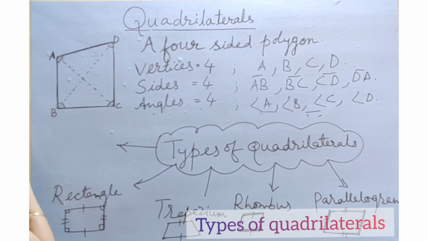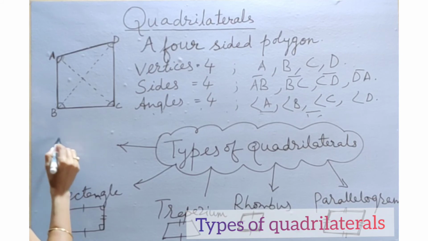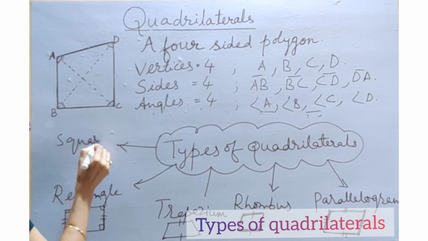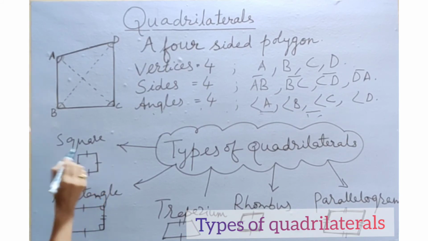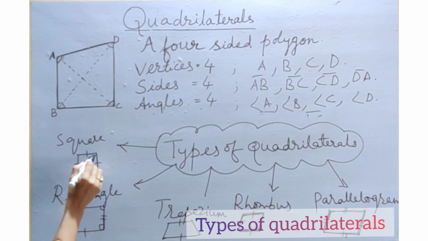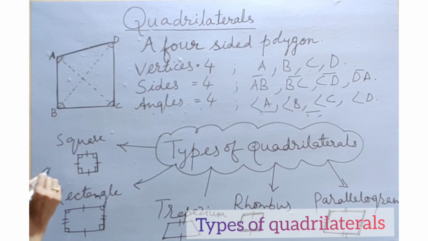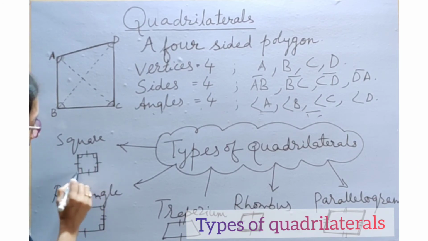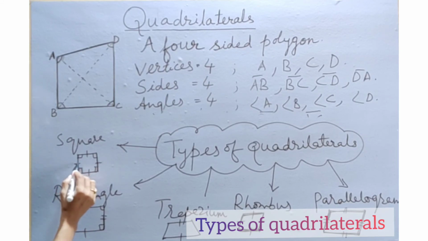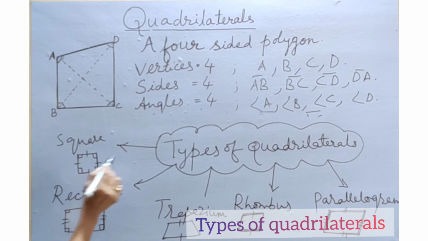Next, we have a square. All four sides are of equal length. It has four right angles, 1, 2, 3 and 4. And it has two pairs of parallel sides.